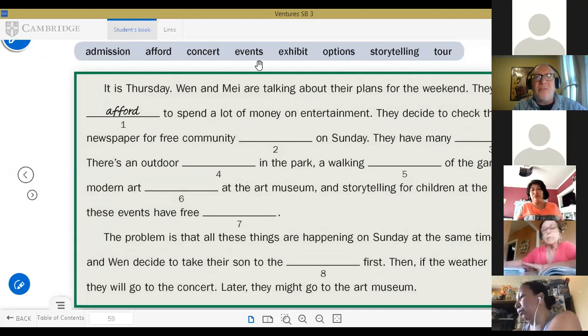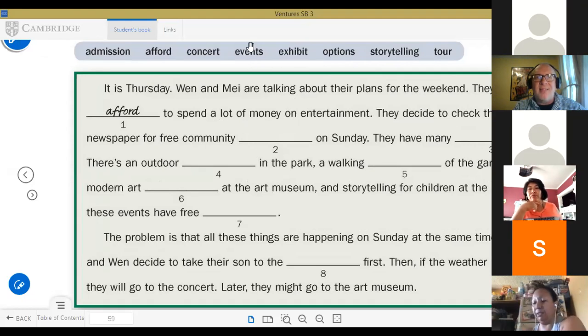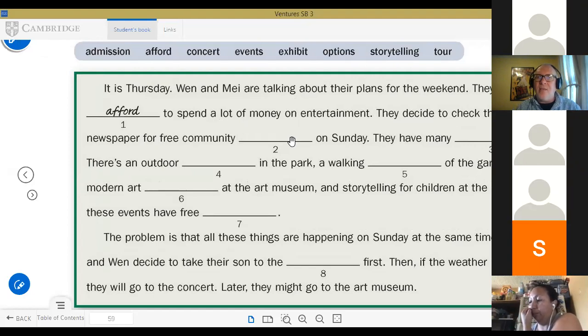Which word makes sense? Community events. Very good. Events. Community events. So number 2 is events. All right. And the next one, they have many options, right? Many choices. They have many options.